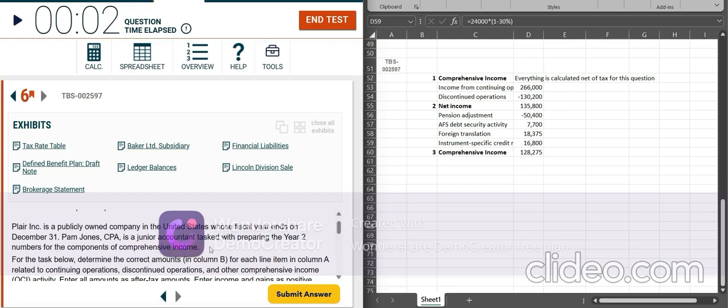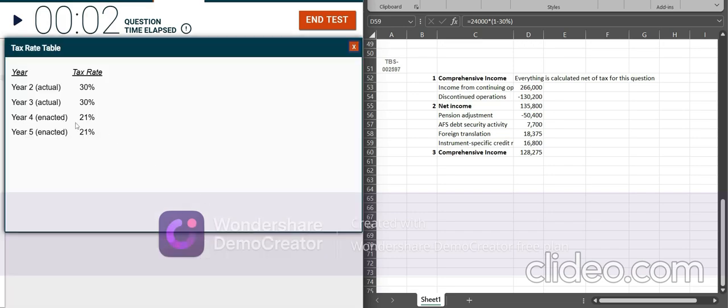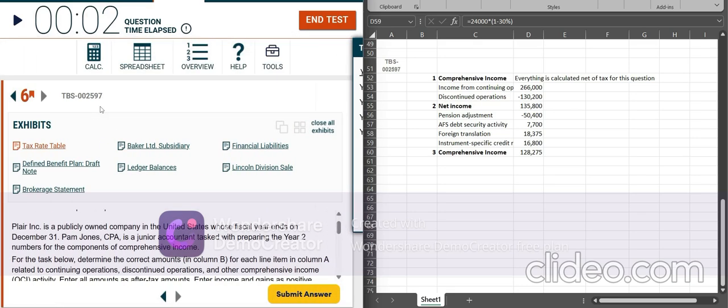So in this simulation we have a total of 7 exhibits, and first let's go through each of the exhibits. First they are talking about the tax rate table exhibit, in which the tax rate of year 2 is given, which is 30%. I am going to highlight this because this will be accepted as the tax rate for the whole simulation.